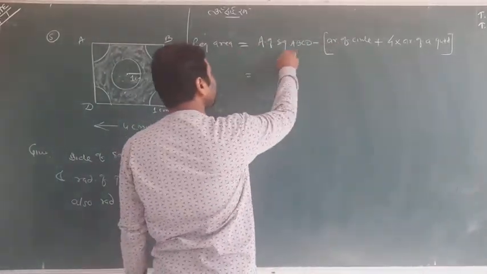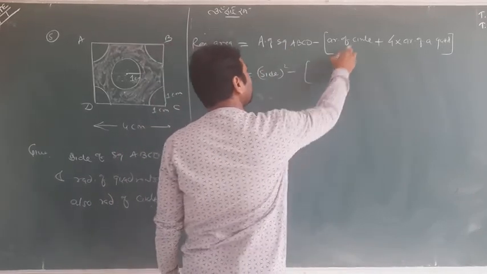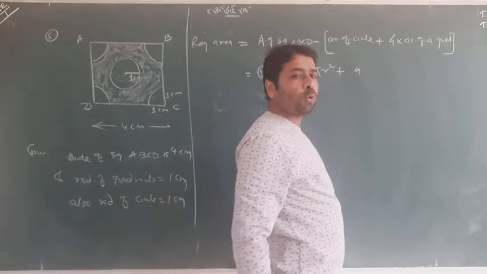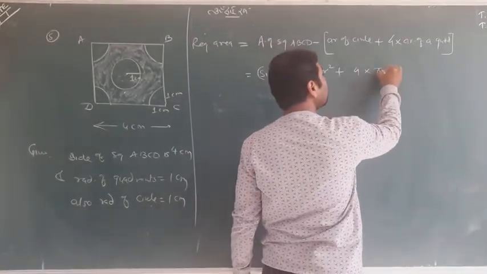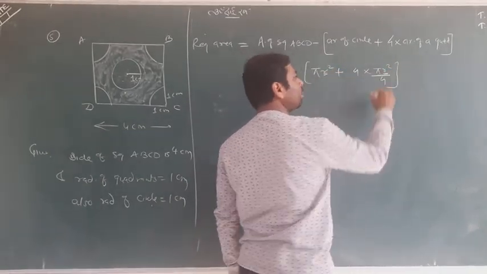Now, what is the area of ABCD? Side square. Area of circle, pi r square. 4 into area of a quadrant, pi r square upon 4. These two are different.